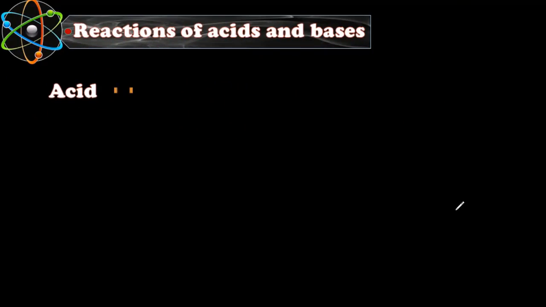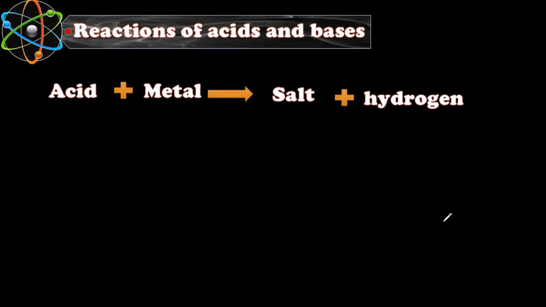Now we're going to look at acid plus metal, only metal. This will give us salt plus hydrogen. Because the metal doesn't have oxygen, it will not react with the hydrogen of the acid and it will not give us water. It will just give us hydrogen. If we have HCl plus zinc, this will give us zinc chloride.